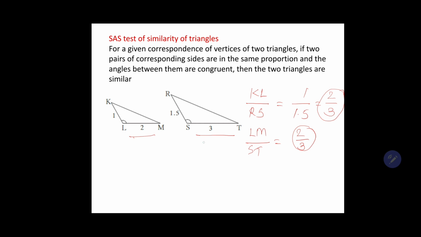These two are in proportion, and the angle between them, that is angle L, is congruent with angle S. Now note that the angle must be congruent and the sides must be in proportion. That's why these two triangles, by the property of the SAS test, must be similar. So triangle KLM is similar to triangle RST. So this is the SAS test.